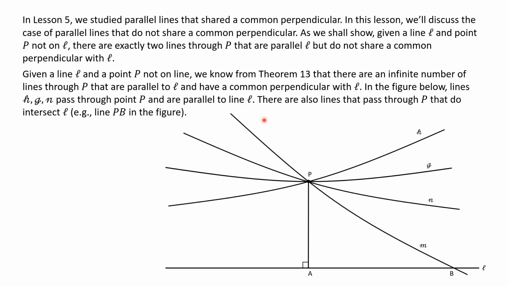Then there's also a line, or many lines, but just on this figure, there's one line here, M, that goes through P and intersects L. So in other words, not parallel to L.